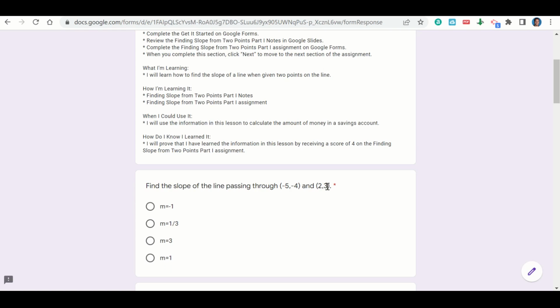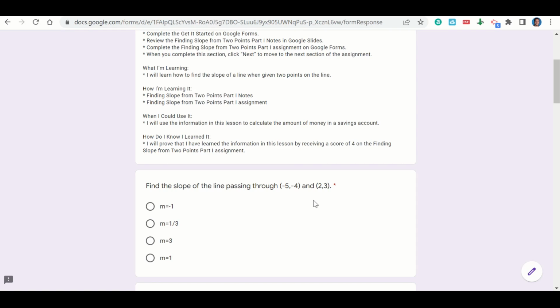So if you remember, what we're going to do to find the slope is find the change in y. So we'll subtract the two y values and then put that over the change in x, which is subtraction of the x values. So let's look at the y values first. So -4, and we're going to subtract the other y value, which is 3. So -4 minus 3 is -7. And then my x's, I have -5 minus 2, which is -7 also.